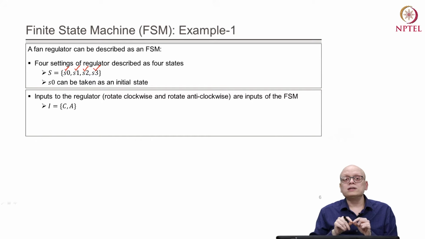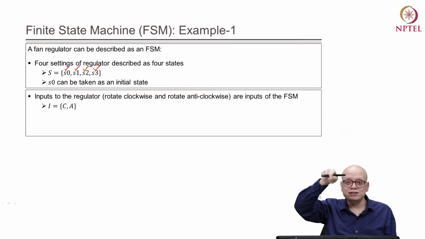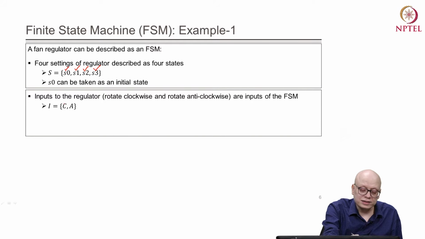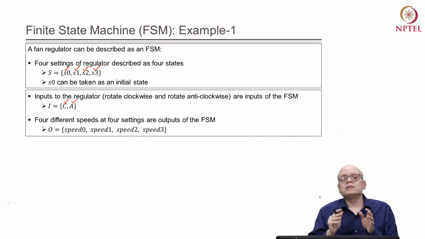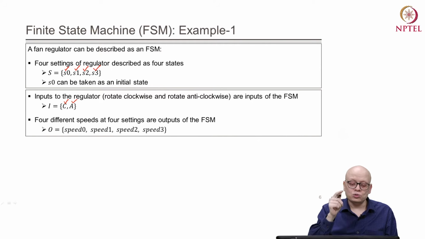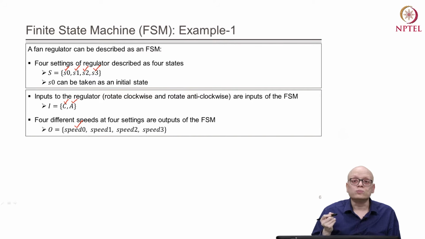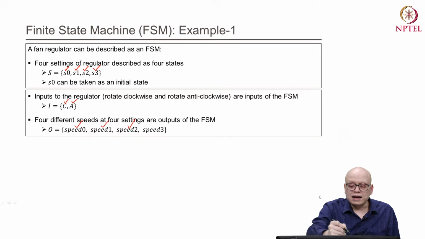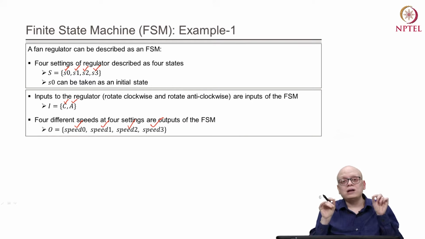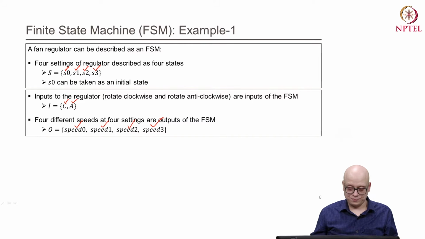Now, input to the fan regulator is either we rotate it clockwise or anti-clockwise. So, the input set contains two elements, clockwise movement or anti-clockwise movement. And suppose we say that at state 0 the speed is 0, and that is the output, and at state 1 the speed is 1, state 2 speed is 2 and state 3 speed is 3. So, we define the output at each of the states.